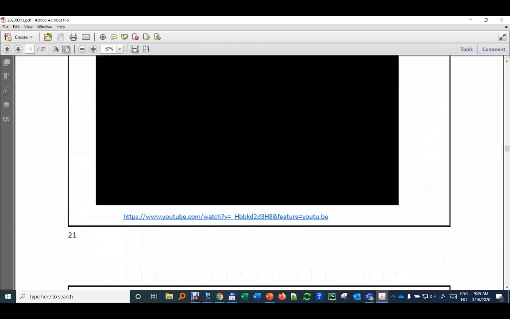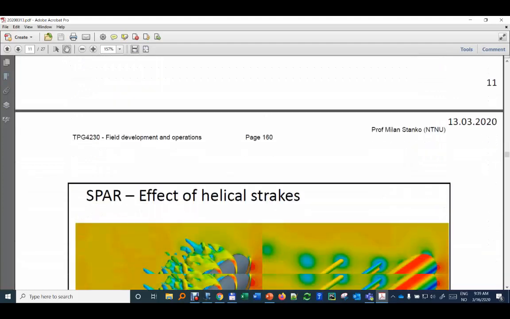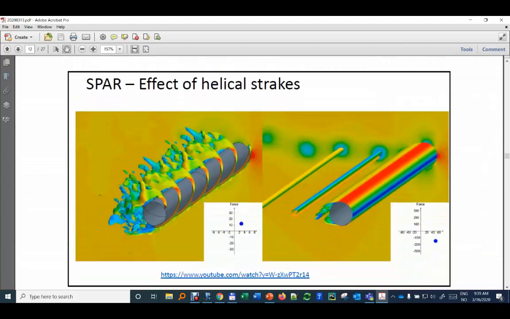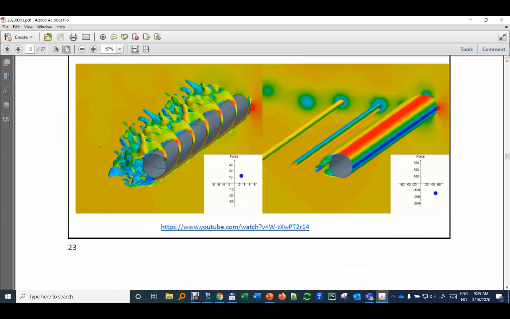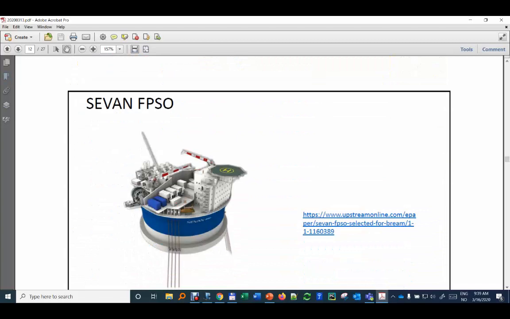One thing with the spar is that we talked about vortex induced vibration. We have to be careful with that because there might be significant forces on the cylinder due to the vortex shedding. This vortex shedding is cyclic and happens at different locations every time, and then it causes a cyclic force on the structure. To avoid that, we usually use helical strakes or other tricks.